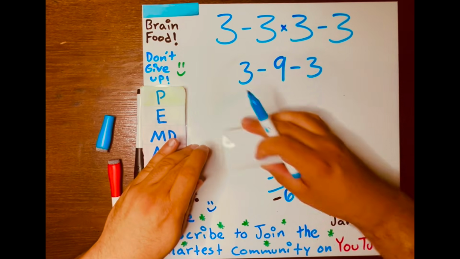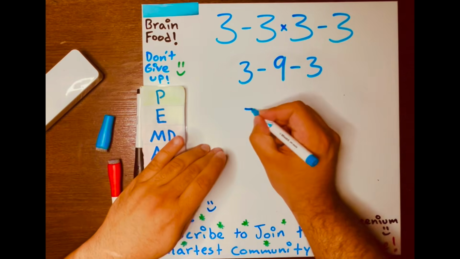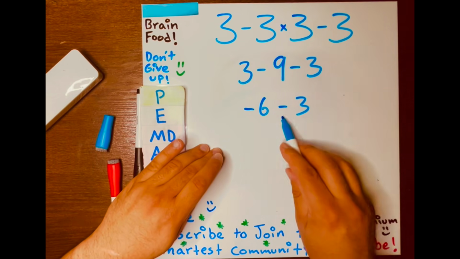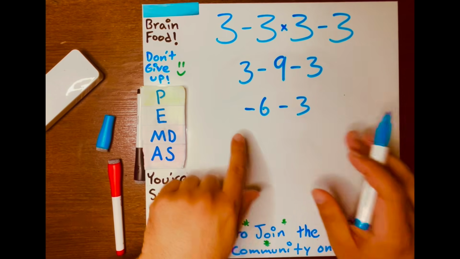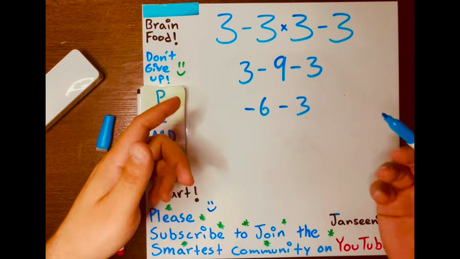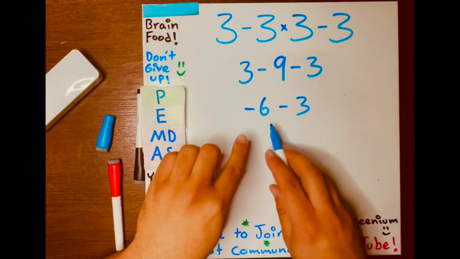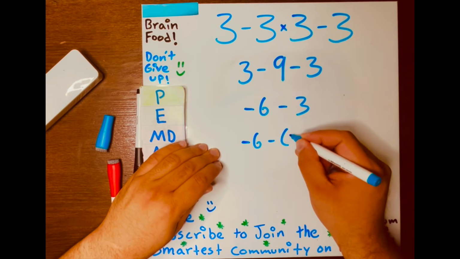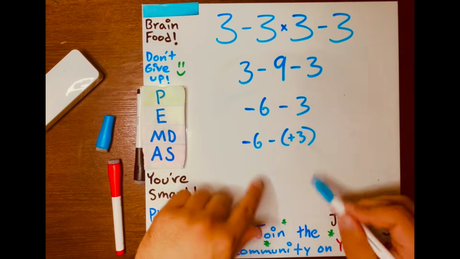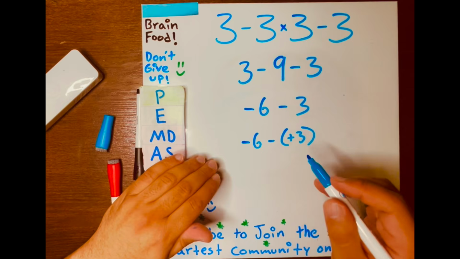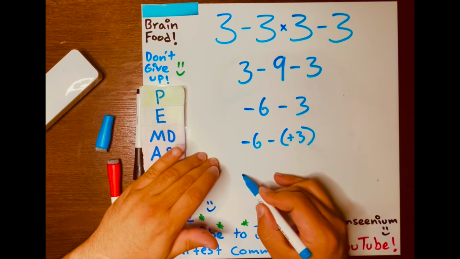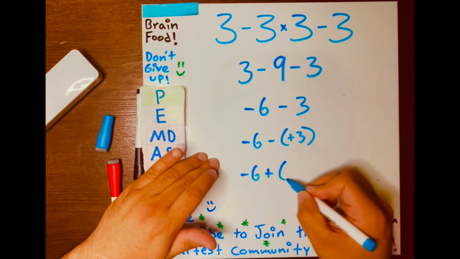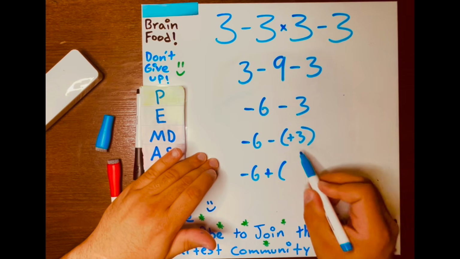Next, I'll erase all this and keep the negative 6 there and drop the minus 3. So I'll do that again. I'll change this subtraction to addition. So negative 6 minus 3, I'll write it like this, negative 6 minus positive 3. And then I change it into an addition. So then I can apply the addition rule. So I keep the first number, negative 6, change subtraction to addition, and lastly, change positive to negative.